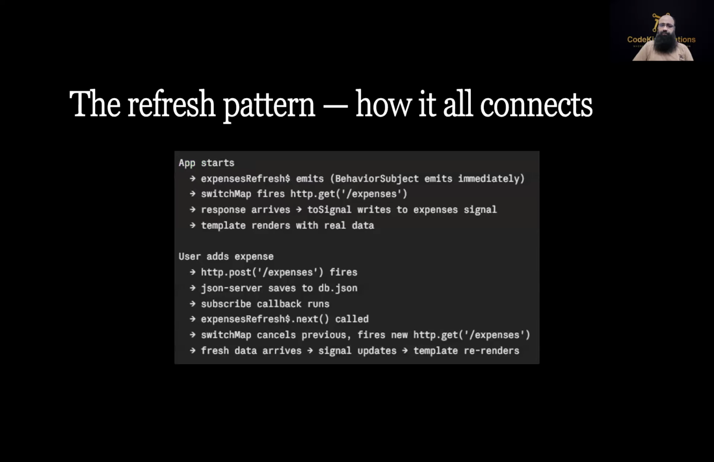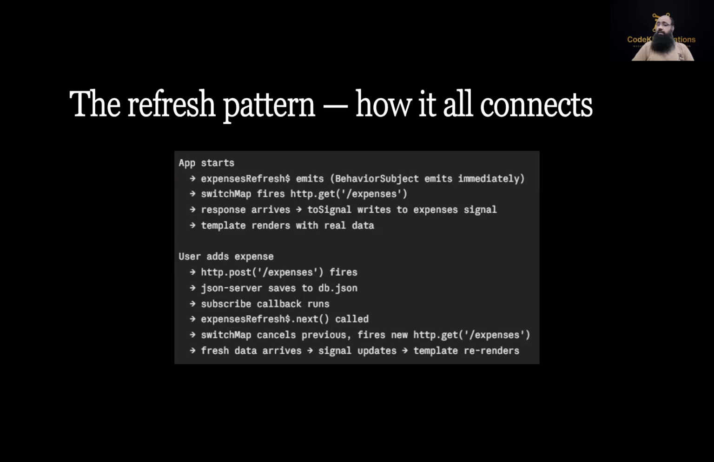So let's quickly recap what this refresh pattern is doing. What actually happens when the app starts? This expense refresh observable just emits immediately, as a behavior subject, and switchMap fires this http.get expense call. Then the response arrives, toSignal writes to the expenses signal, and the template renders that.